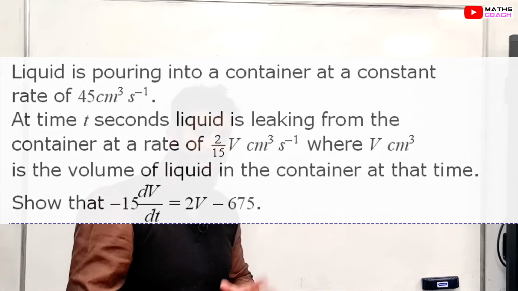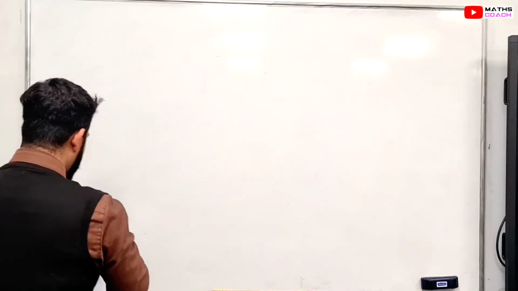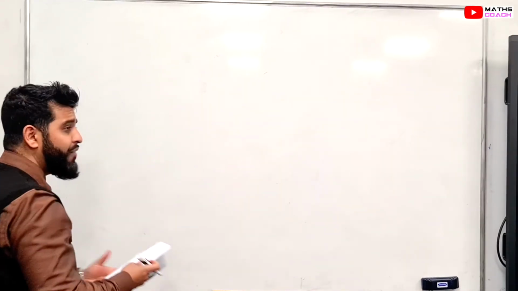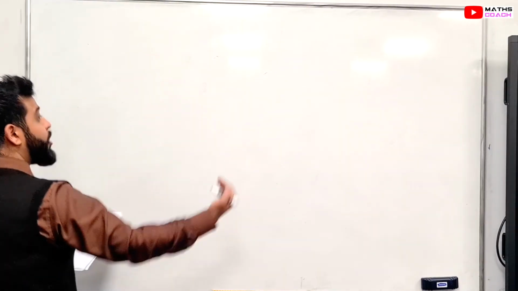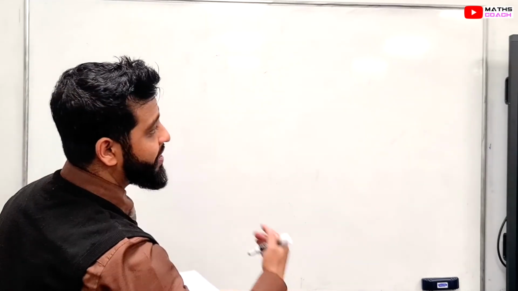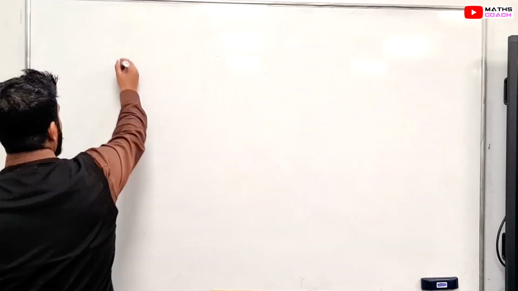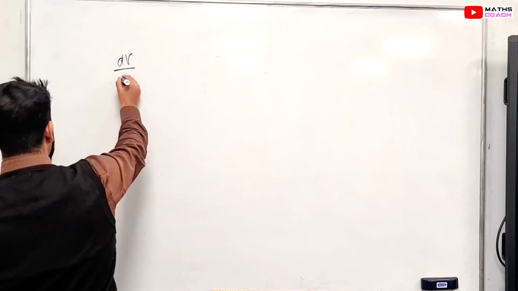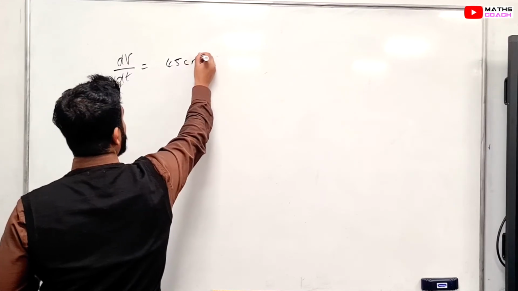Now, what is setting up differential equations? Simply equations with differentiation in it. That's it. So let's have a look at this particular question. What do we have? We have liquid going into a container, right? So it's going into the container and it tells us that it's going in at a rate of 45 centimeters cubed. So the rate dV with respect to time is 45 centimeter cubed per second.